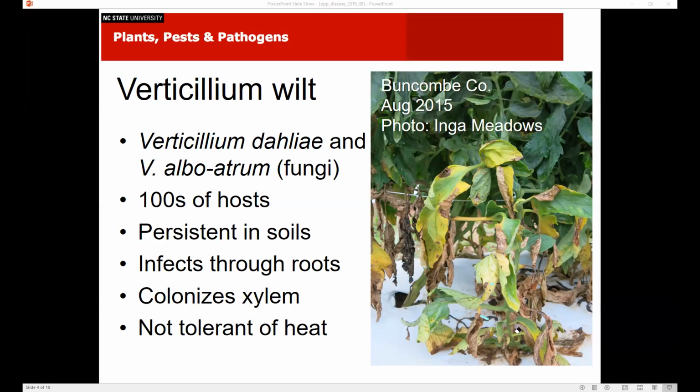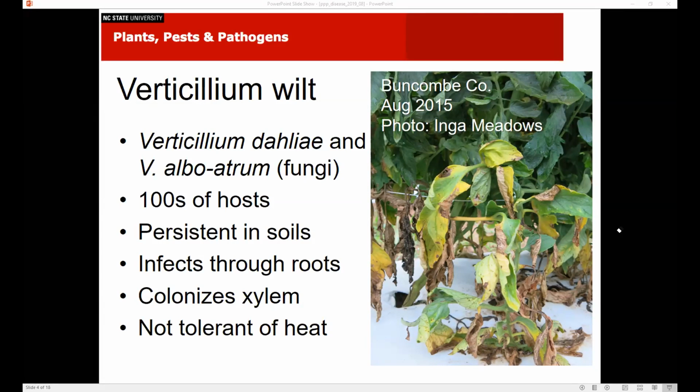The fungus Verticillium, actually there are two species, Verticillium dahliae and Verticillium albo-atrum, but it seems that in North Carolina, at least over the last several years, the ones that we've identified to species have been Verticillium dahliae. This one is a little bit more tolerant of higher temperatures than the other species, although there are different strains within each species that can vary in their temperature tolerances, I understand.